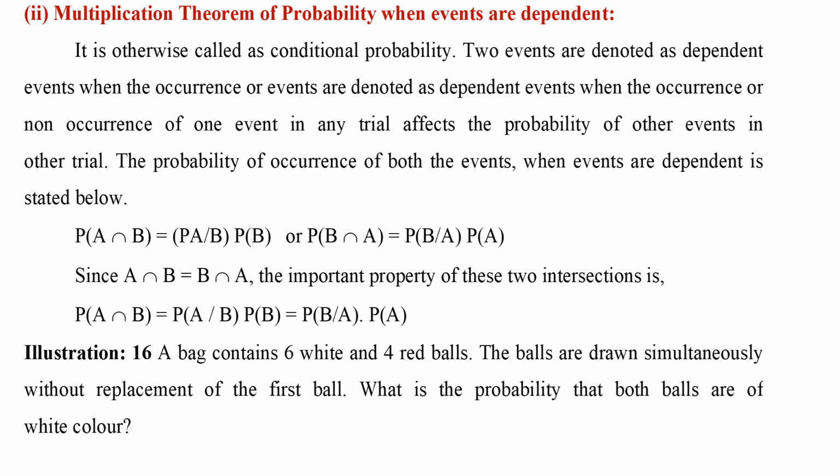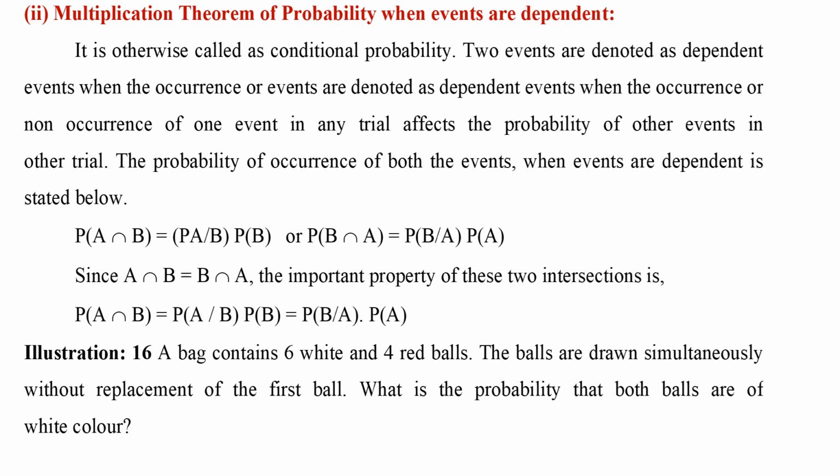Multiplication theorem of probability when events are dependent. It is otherwise called conditional probability. Two events are denoted as dependent events when the occurrence or non-occurrence of one event in any trial affects the probability of other events in other trials. The probability of occurrence of both the events, when events are dependent, is stated below.